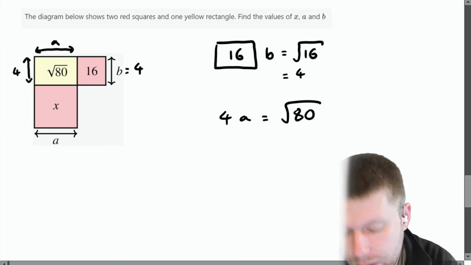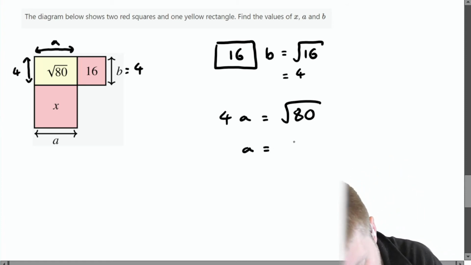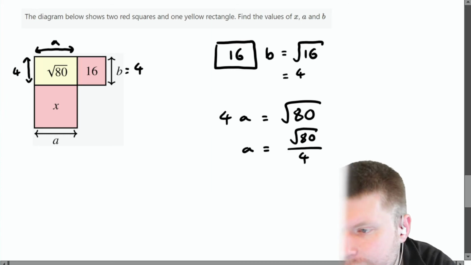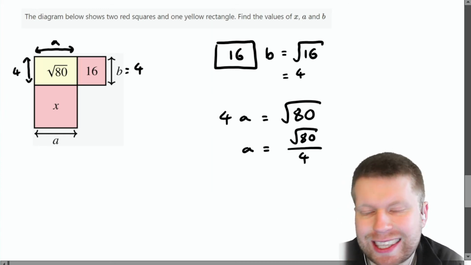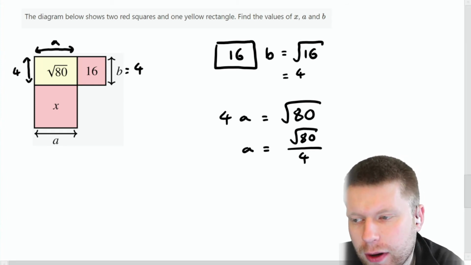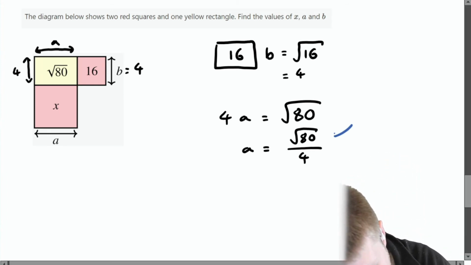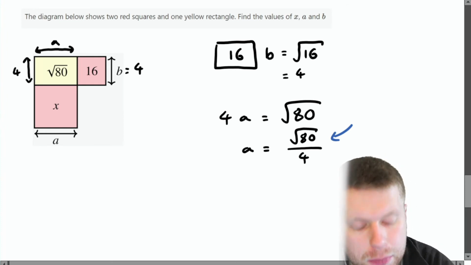So how could I find a? Well, quite simply, I could just divide these 2 things by each other. So root of 80 divided by 4. Now, I don't really want to leave my answer like this if possible. I want to try and simplify. So have a look at root of 80. I think using surds, we should be able to simplify this.